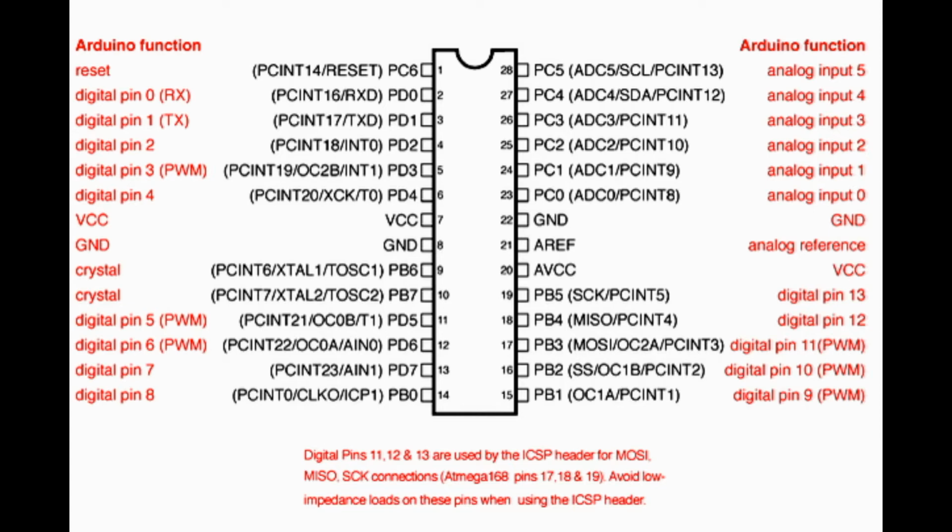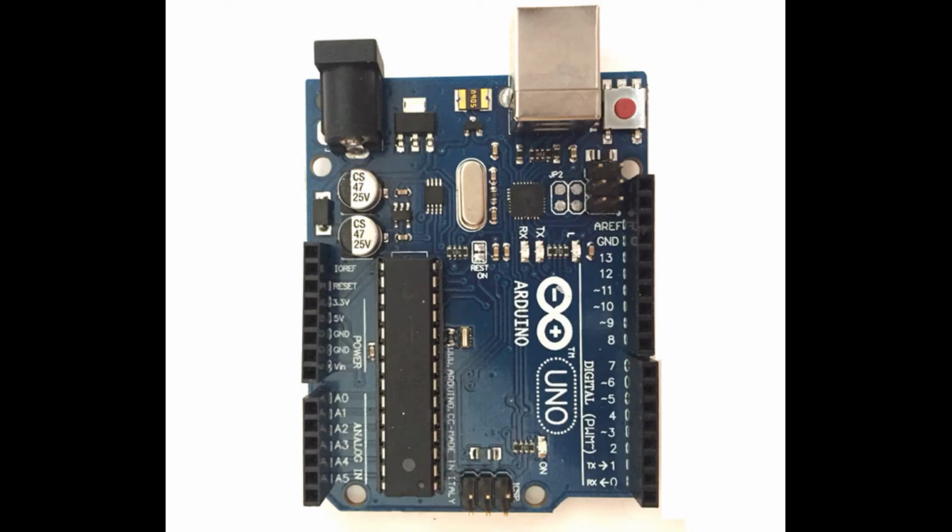External interrupt pins 2 and 3. These pins can be configured to trigger an interrupt on a low value, a rising or falling edge, or a change in value. PWM pins 3, 5, 6, 9 and 11. These pins provide an 8-bit PWM output by using the analogWrite function.